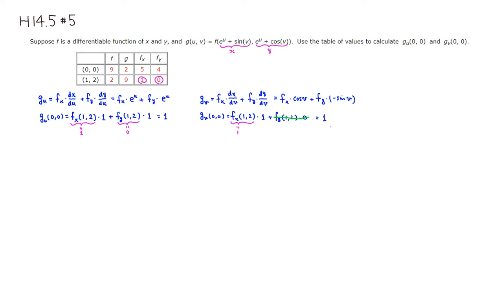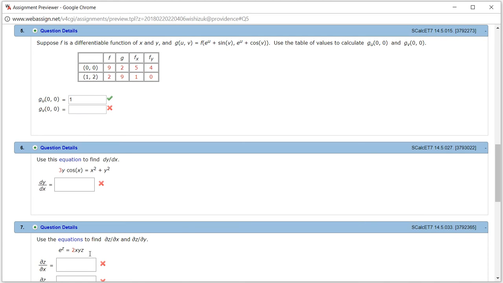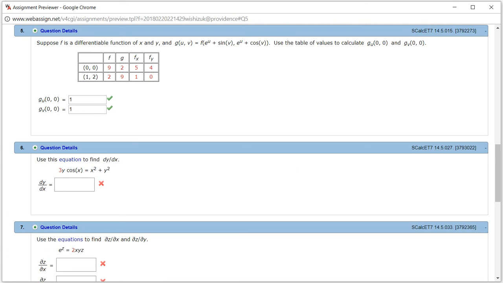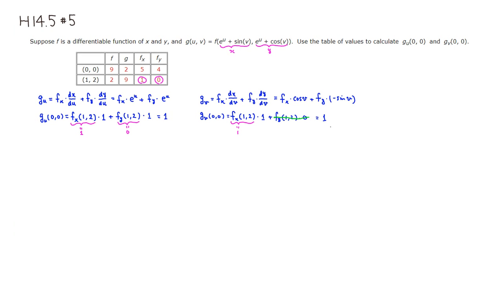Let's check the answer. The answer is 1, and submit for testing. It came back and looks like we got this one correctly. That's it. I hope that this was clear.